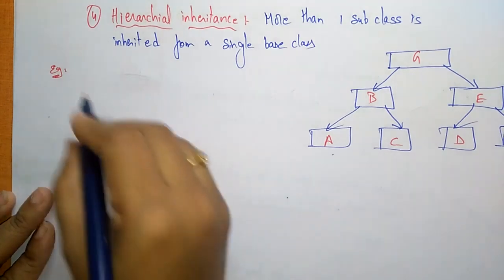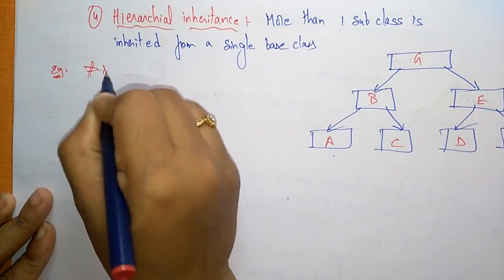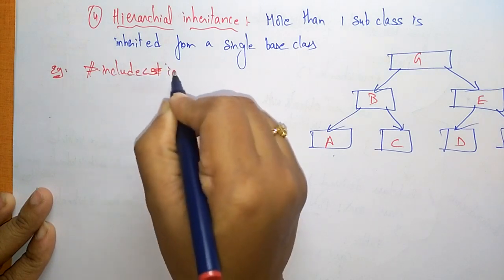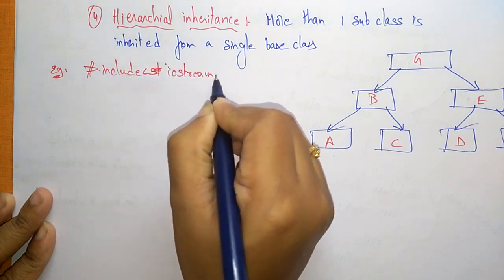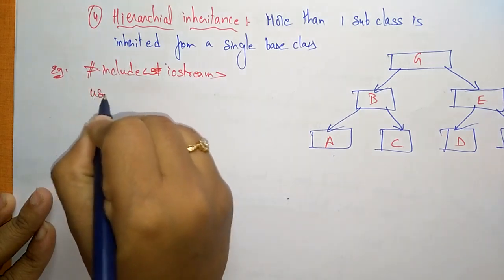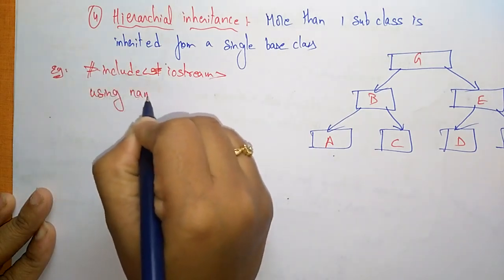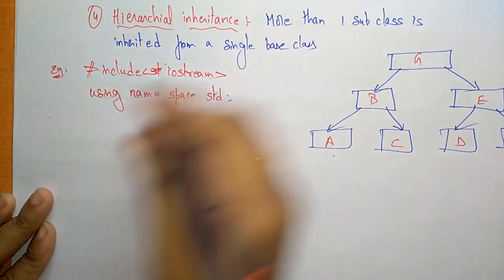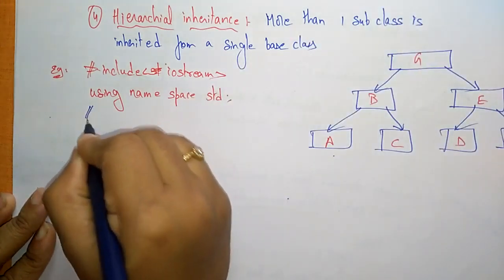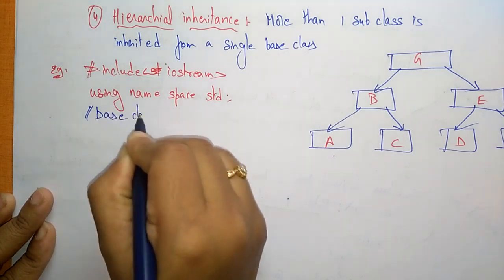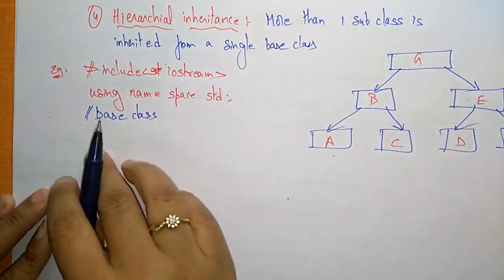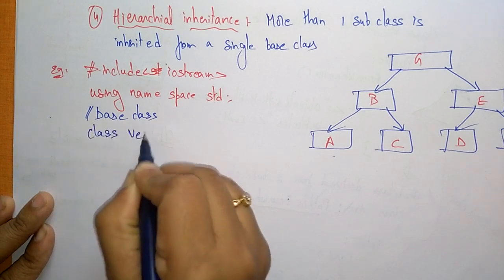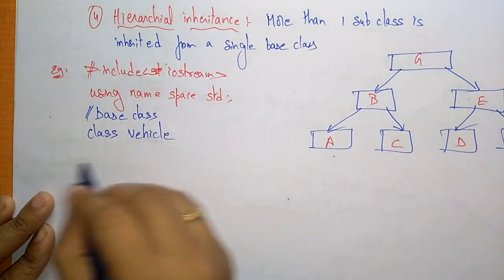Coming to the program, #include iostream, using namespace std. So coming to the first base class, it has only a single base class. First come to the base class. So here I am calling the class vehicle. Vehicle is a base class.